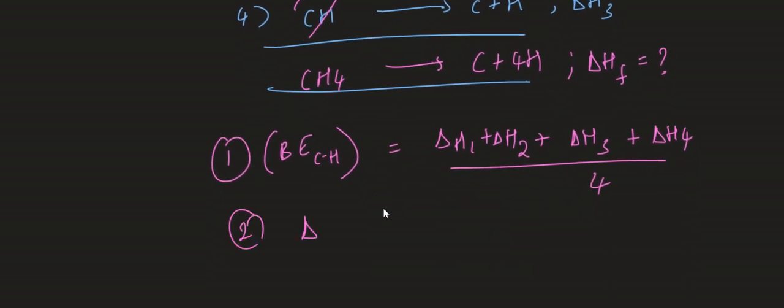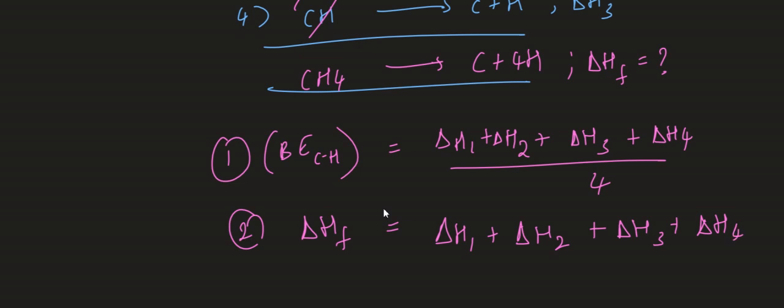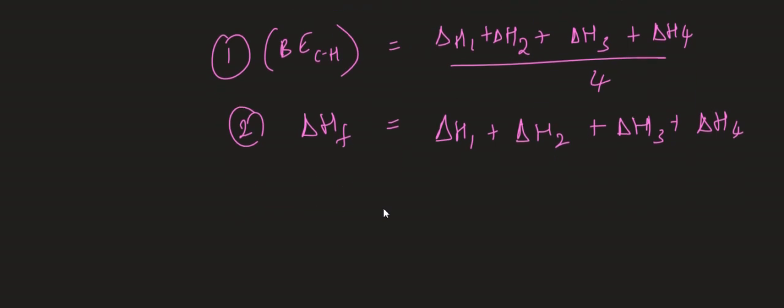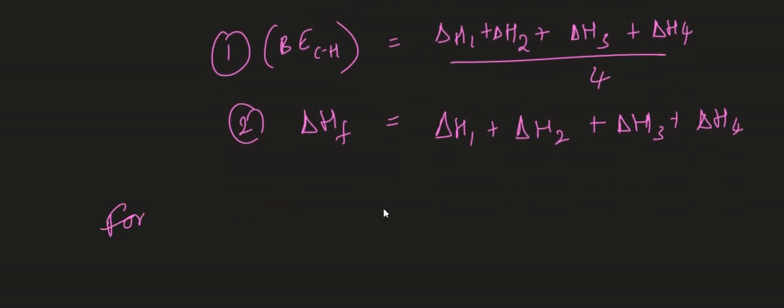But if you want to find out delta H final, what is the final enthalpy for all the steps? You can write delta H1 plus delta H2 plus delta H3 plus delta H4. Know the difference between the first formula and the second formula. Clear till here? So coming to the next one, the bond energy formula.